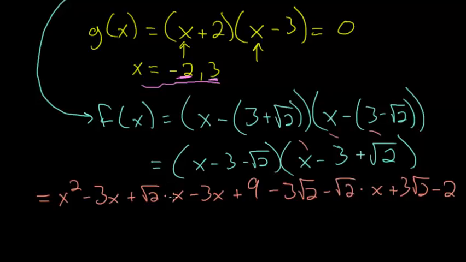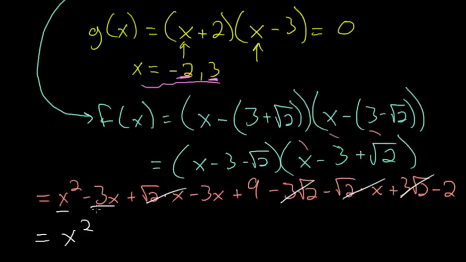Notice we have root 2x and minus root 2x. So this and this cancel. We have minus 3 root 2 and plus 3 root 2. So these cancel out. And then we only have one x squared term. So we know it's equal to x squared.